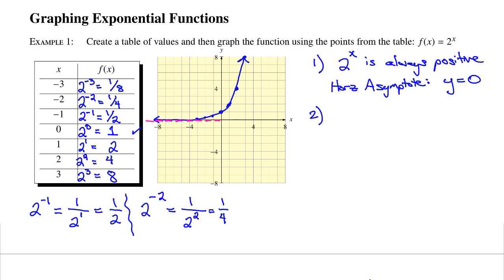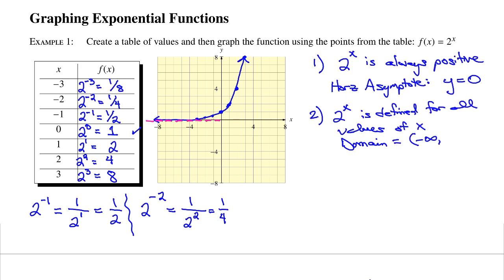Number 2, 2 to the x is defined for all values of x. So that means the domain is going to be negative infinity to infinity.